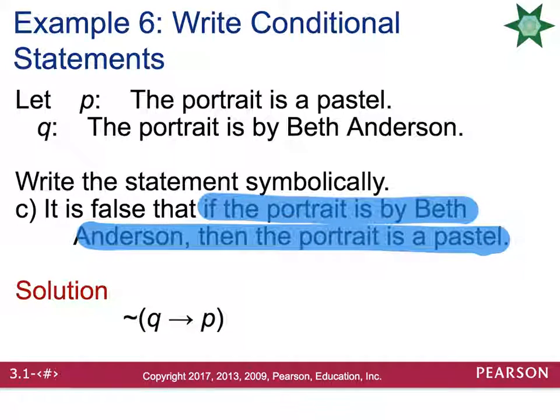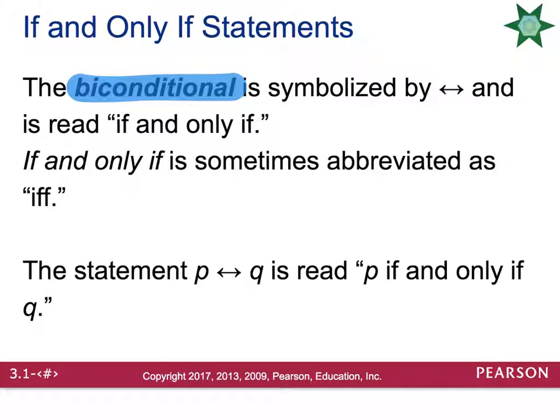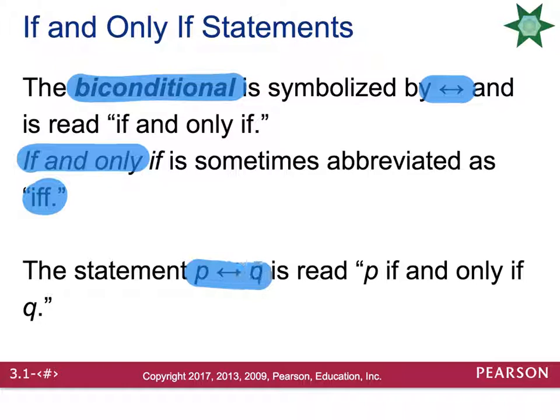That's a little tricky. Okay, the biconditional is a double arrow. It's got an arrow pointing right and left, and we can say that that is "if and only if." Sometimes we write that as IFF. So when you see IFF, it means if and only if. So P double arrow Q is read P if and only if Q. That's called our biconditional.